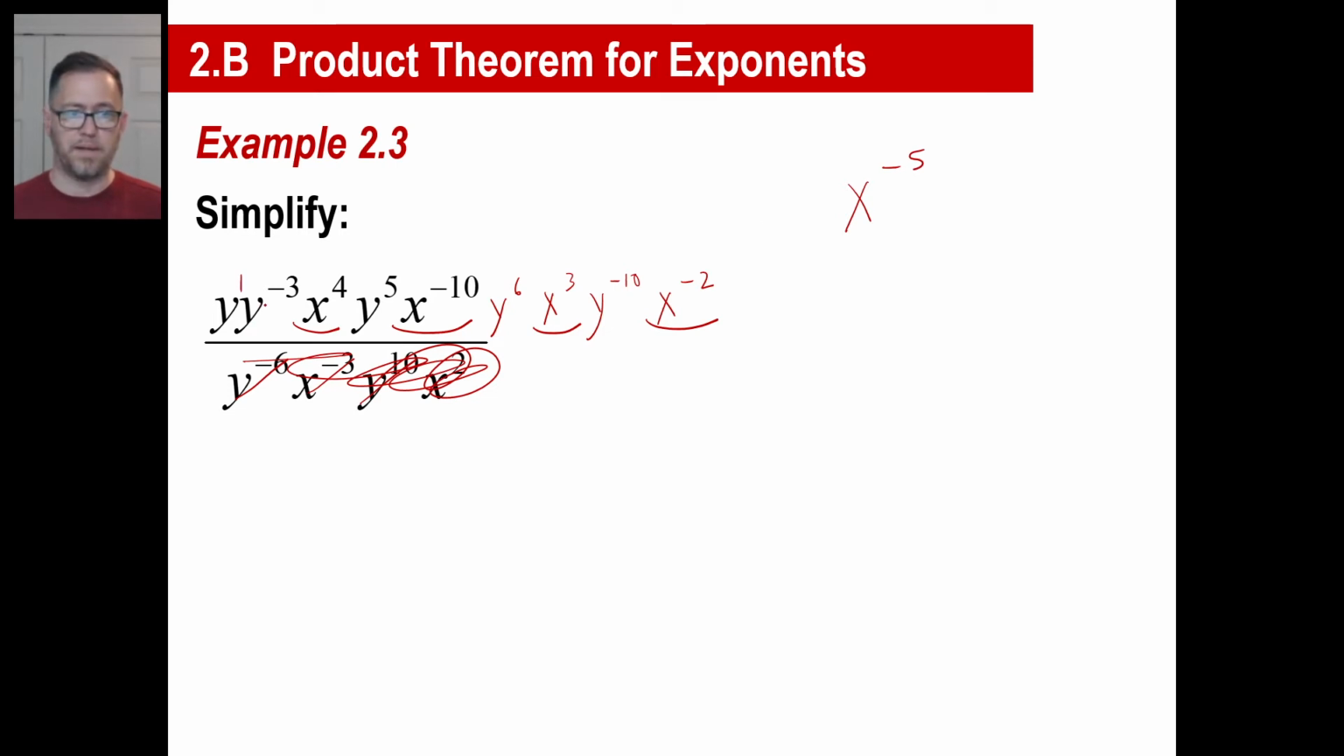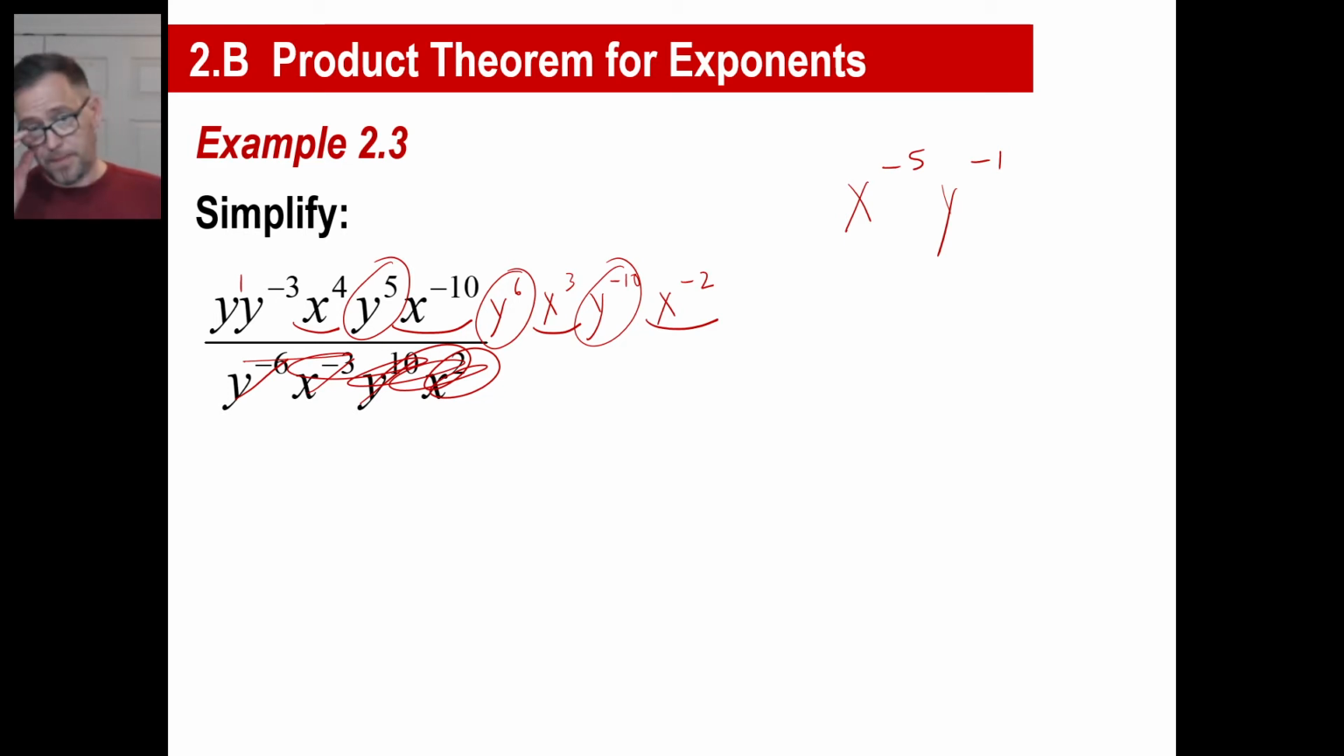Okay, done with that. Let's take a look at the y's now. That's, of course, a 1. 1 plus negative 3, or 1 minus 3, is negative 2. I got negative 2 so far. Okay, negative 2 plus 5 is 3. 3 plus 6 is 9. 9 minus 10 is negative 1. And that's it. That's all.